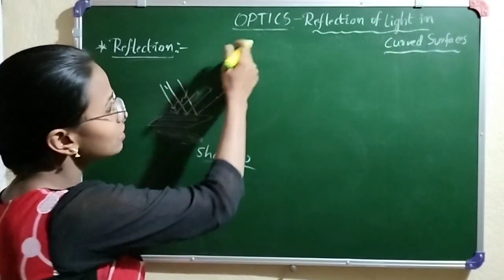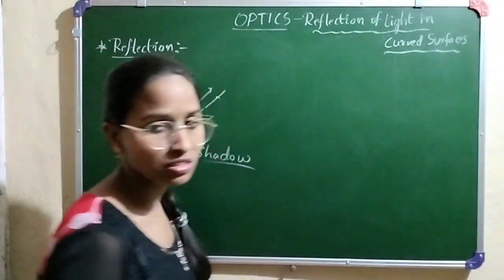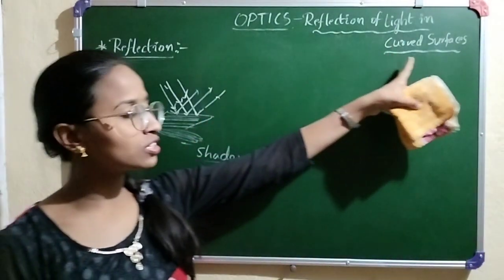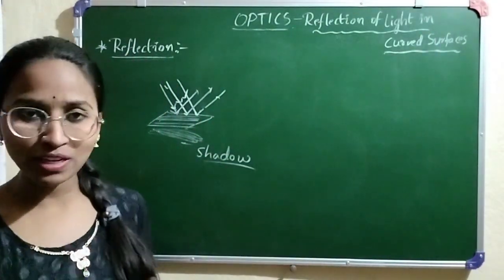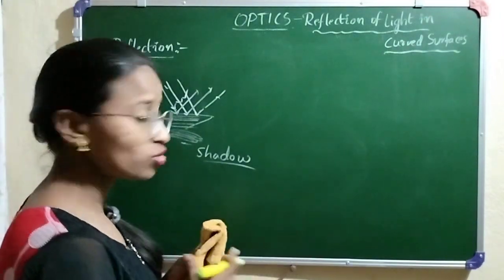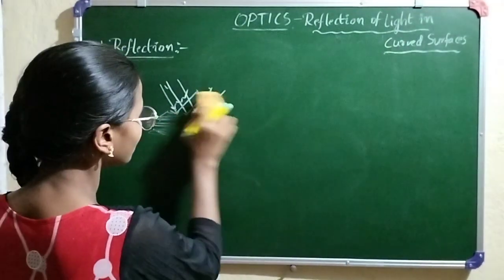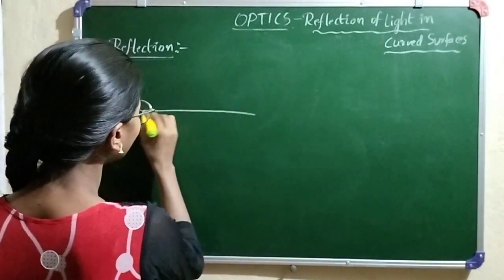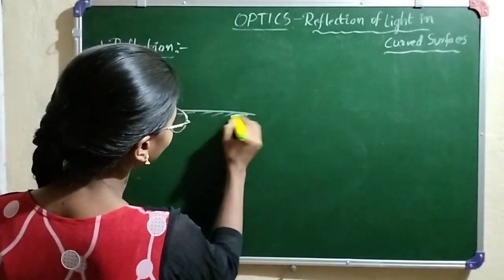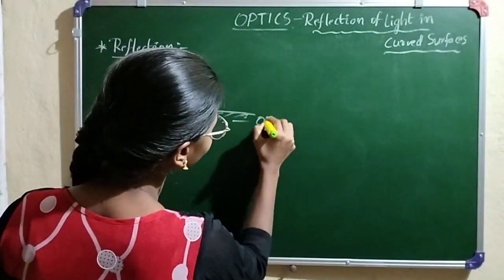Now in our lesson, reflection of light in a curved surface. Before learning about curved surface reflection, we'll see the reflection of light in a plane mirror, which means a plane surface. So suppose I am taking an opaque material.